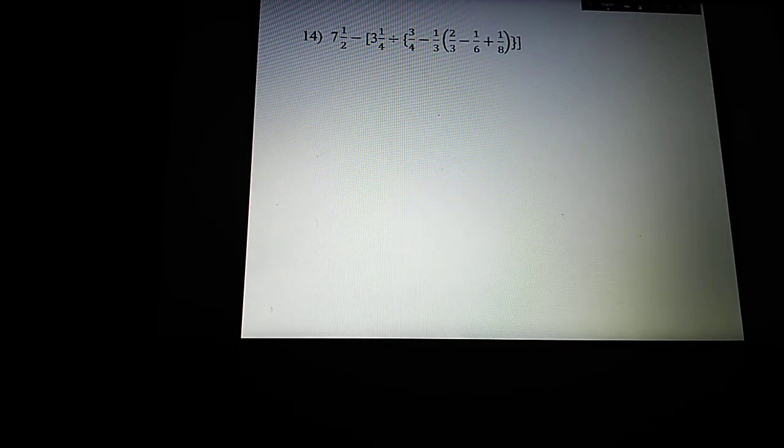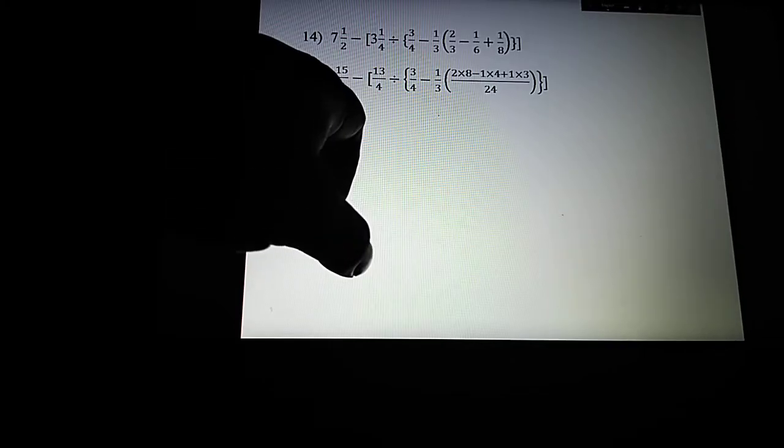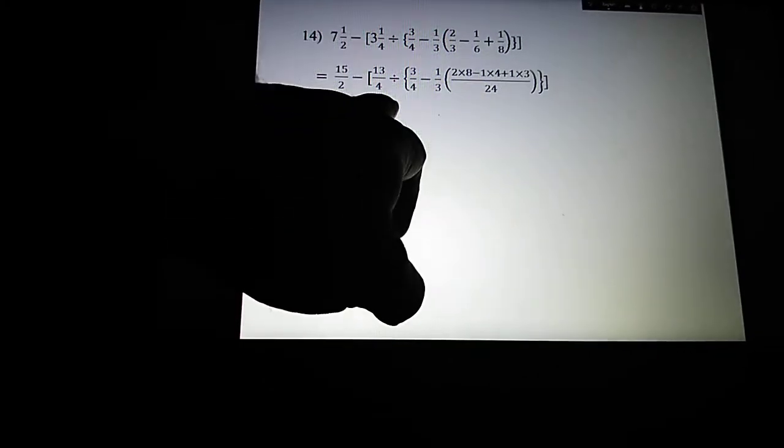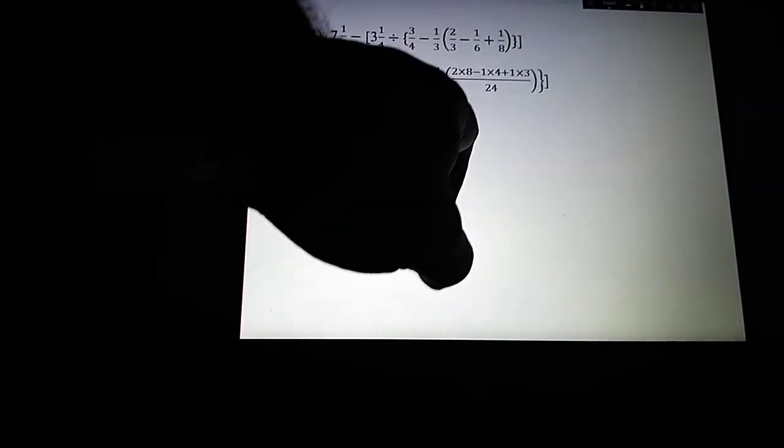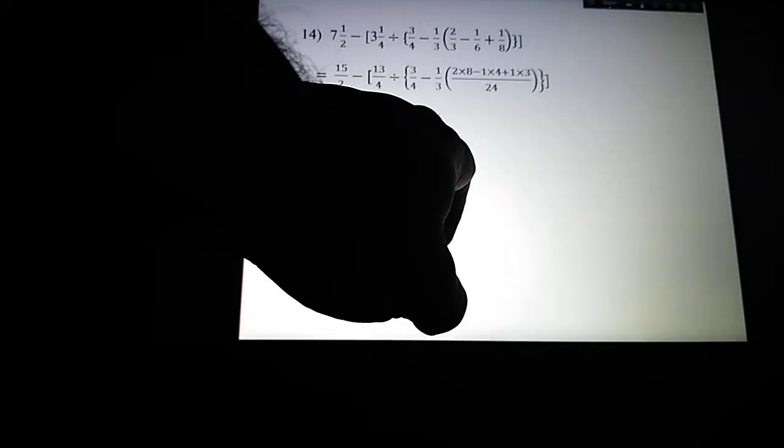Okay, again I am going to solve number 14. It is 7 and a half minus 3 1 by 4 divided by 3 by 4 minus 1 by 3. First bracket starts: 2 by 3 minus 1 by 6 plus 1 by 8. Our first work is to convert all the mixed fractions to improper fractions. 7 and a half turns to 15 by 2. 3 1 by 4 turns to 13 by 4. 3 by 4 is not a mixed fraction, that's why it remains constant. 1 by 3 is also a proper fraction.